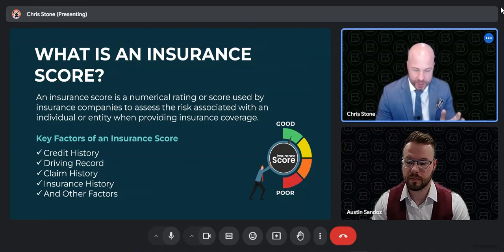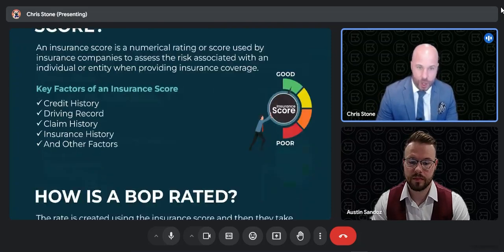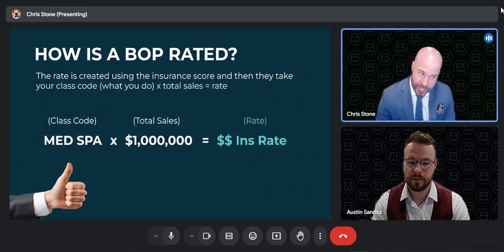Same with driving record. Claims affect that. Claims, either comprehensive, roadside glass claims, or collision. Obviously, accidents will affect that. Also, how often you shop your insurance around will affect your rates as well.